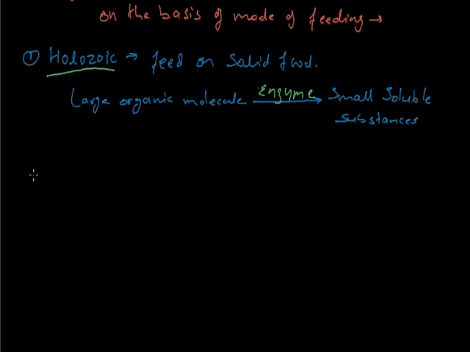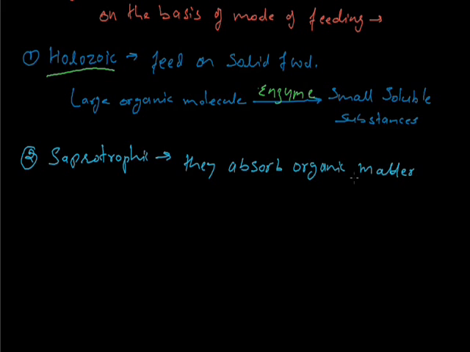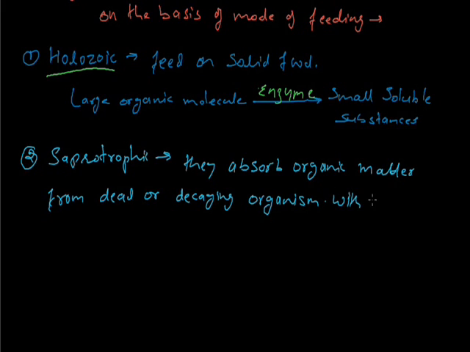Now the second one is saprotrophic. Saprotrophs absorb organic matter from dead and decaying organisms with the help of enzymes. Examples are some bacteria and fungi also.